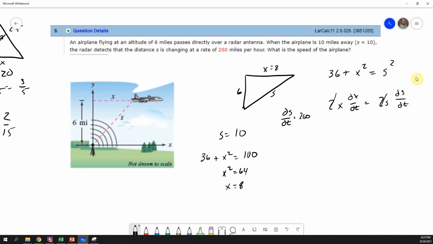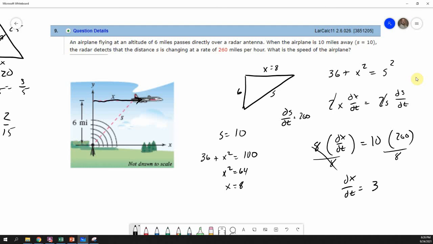What's the speed of the airplane? Well, notice the airplane is going in this direction. That's the change in x. So we're looking for dx/dt. So x dx/dt equals s, which was 10, times ds/dt, which was 260. So we're going to divide by 8. dx/dt equals 260 times 10 divided by 8. 325 miles per hour.